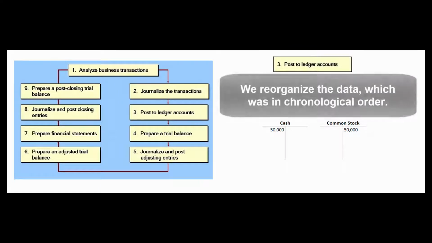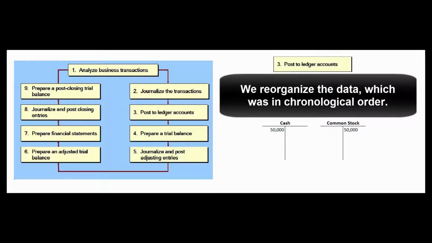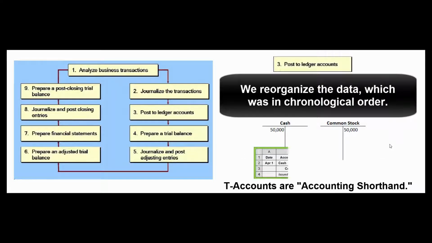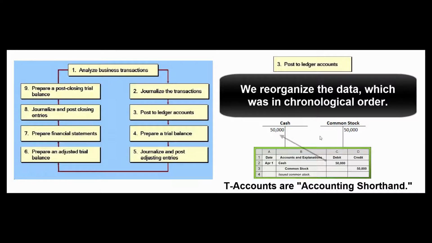Step 3, we post or copy all the journal entries to individual ledger accounts. Once we've done the journal entries, we have everything in chronological order. All we do is reorganize it by account. In accounting class and in the real world, we often use T accounts to symbolize the ledger accounts. For example, after that last transaction, we have a balance of cash of $50,000 and a credit balance for common stock of $50,000.